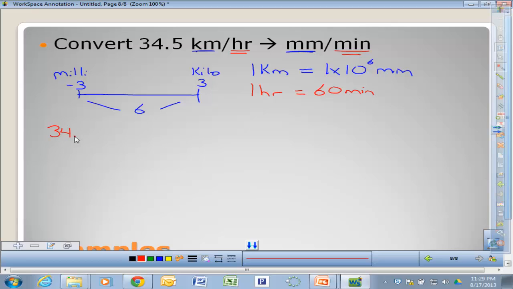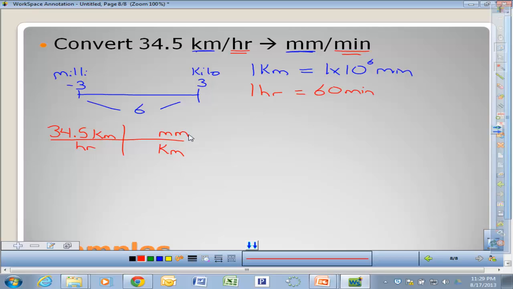We've got 34.5 kilometers. Now notice it's kilometers per hour. So I'm going to set it up like this. Kilometers on top, hours on the bottom. So first thing I want to do is get rid of my kilometers. And remember, to get rid of something, they've got to go opposite of one another. We're converting from kilometers to millimeters.